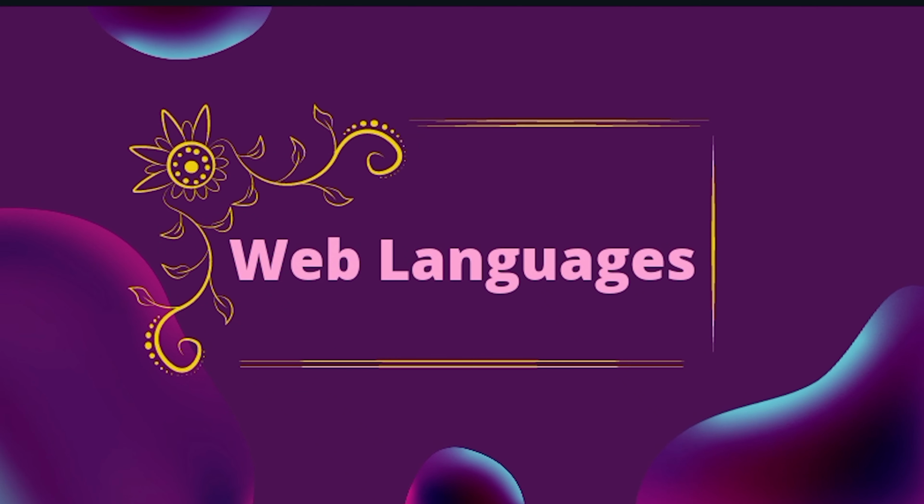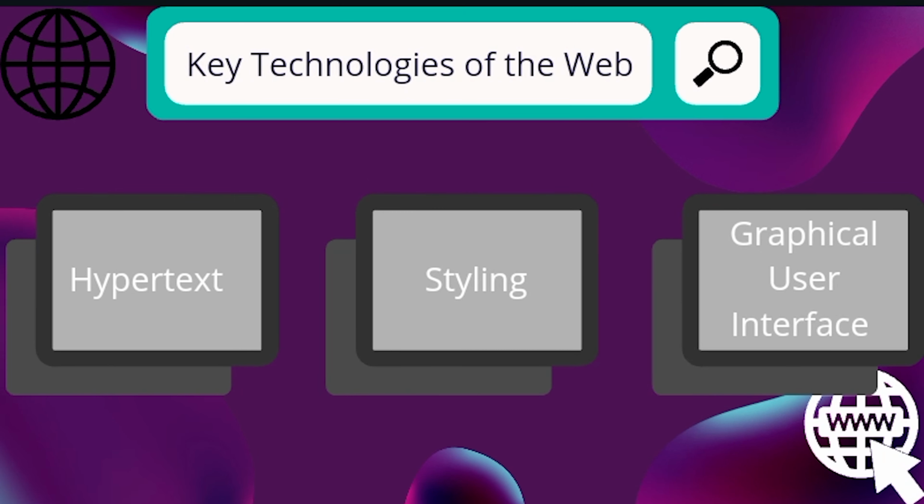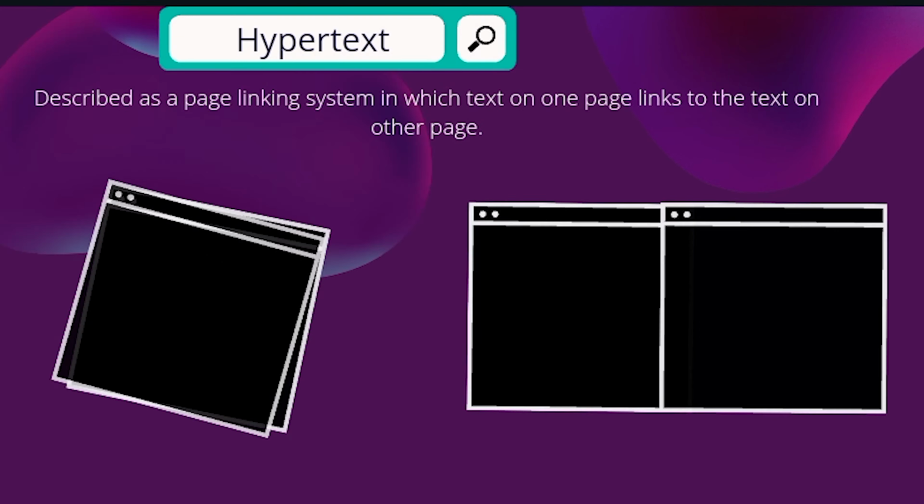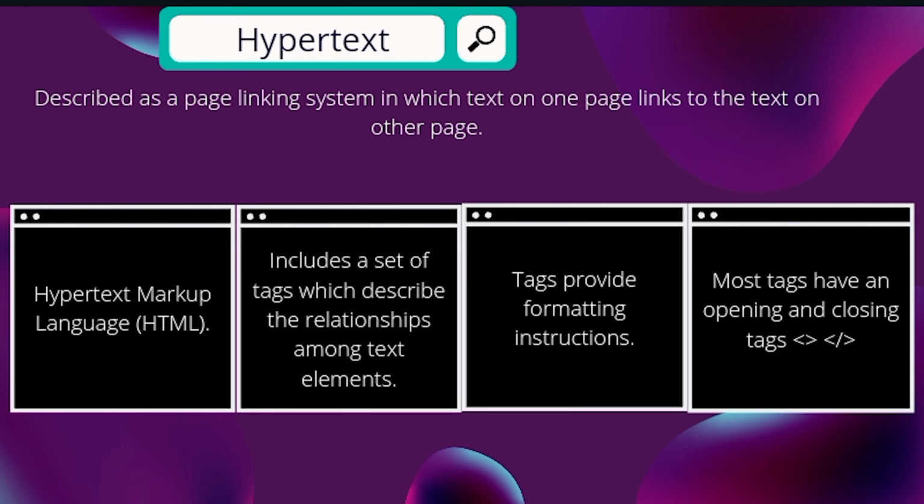Now let's go to the web languages. The key technologies of the web are hypertext, styling, and graphical user interface. Hypertext is described as a page linking system in which text on one page links to text on another page. It's nothing but the hypertext markup language, HTML. It includes a set of tags which describe the relationships among text elements. Tags provide formatting instructions. Most tags have opening and closing tags.